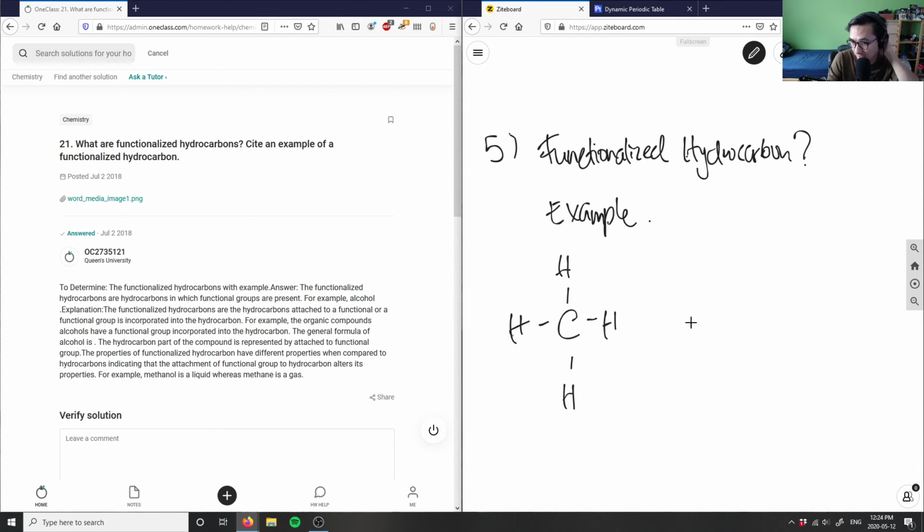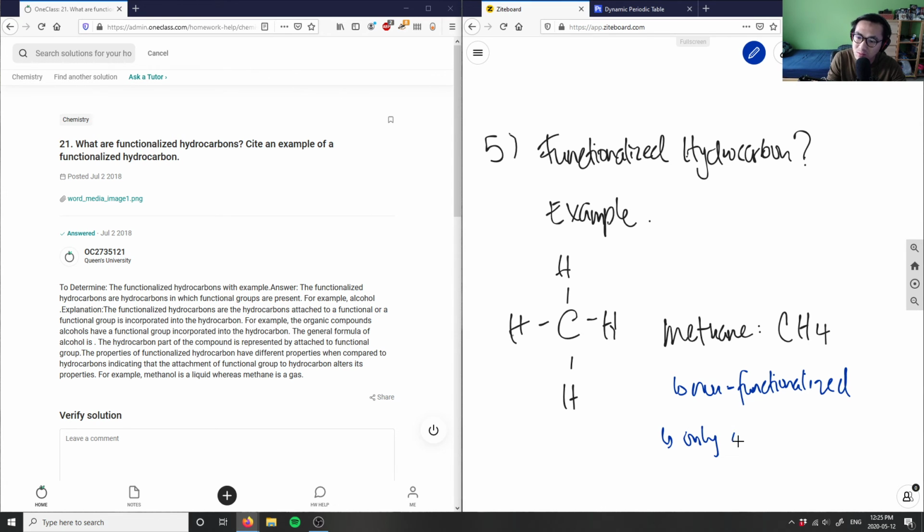So I have CH4, right? This guy here is methane. And this is CH4. Again, these guys here only contain carbons and hydrogens, right? So this here is non-functionalized. You can think of this as it does not possess a functional group. So it only contains C and H. So in this case, this is non-functionalized.